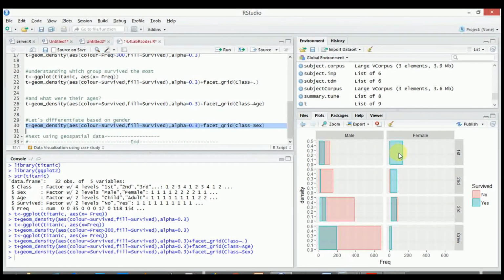One more thing, we can also observe that the females from all the classes except the crew were given the most priority over the males. Might be the reason the females survived the most compared to the males.